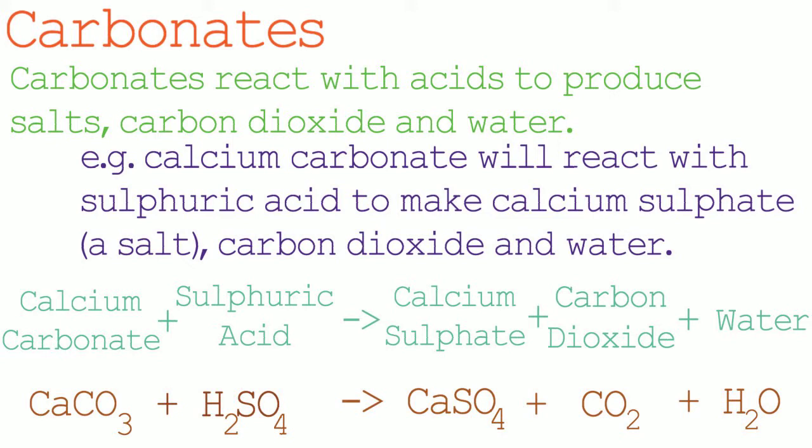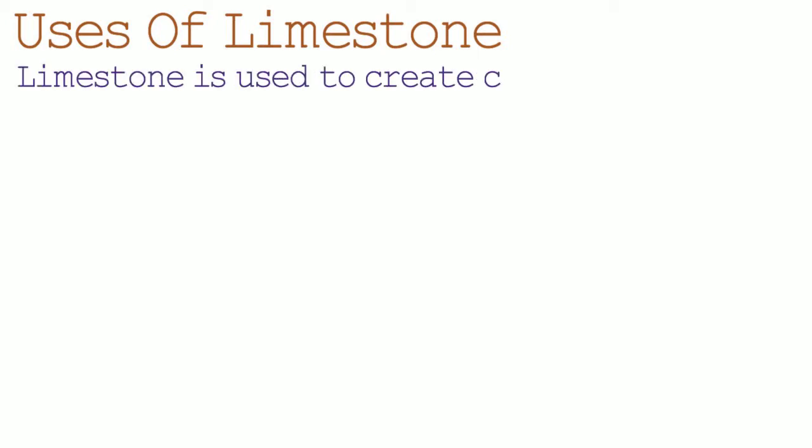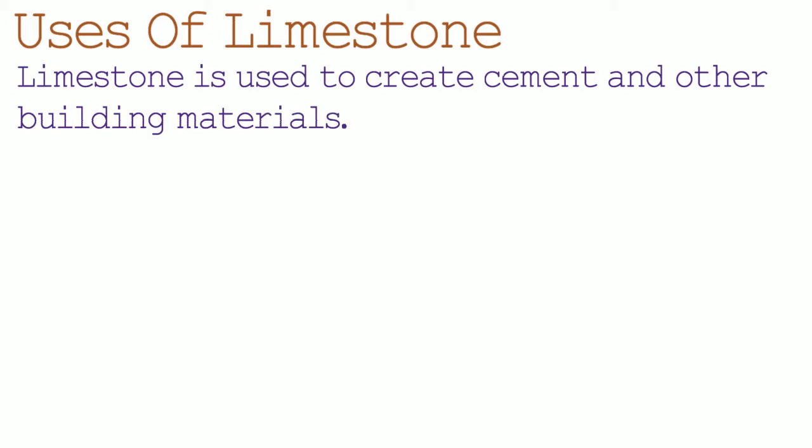The final part of this video will be looking at the uses for limestone and the impact of obtaining limestone. Limestone is used to create cement and other building materials. Cement is created by heating powdered limestone in a kiln. Cement is then mixed with sand and water to make mortar, which is used to stick bricks together. Cement can also be mixed with sand and aggregate, which is a mixture of water and gravel, and this makes concrete.